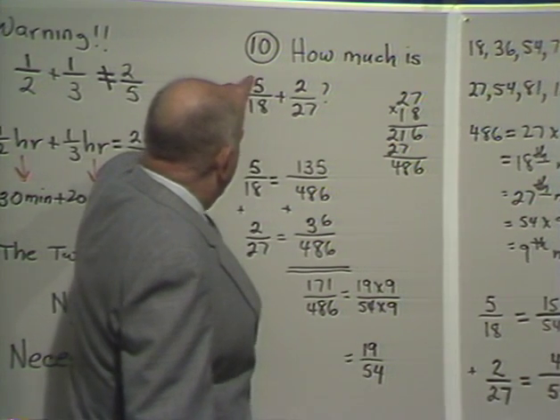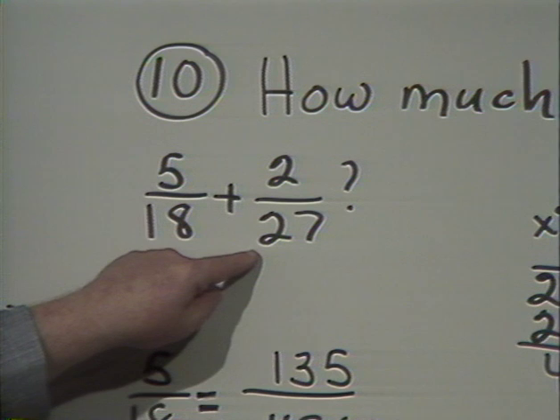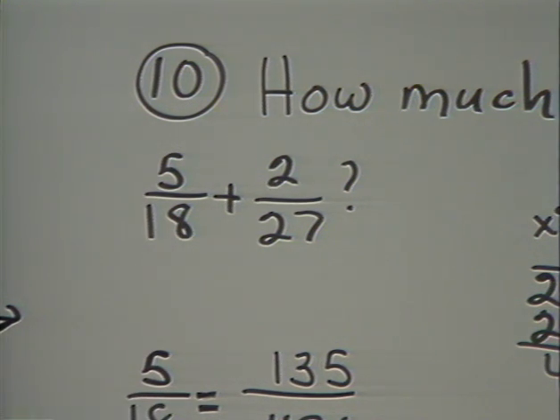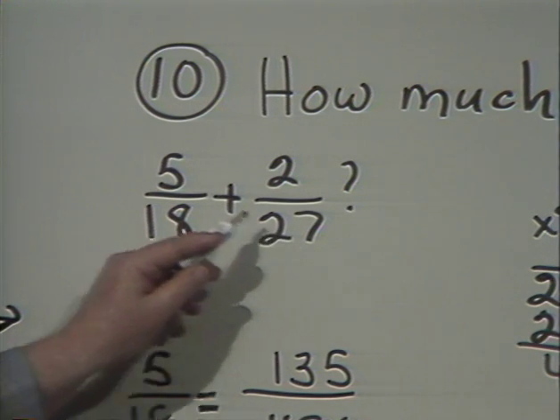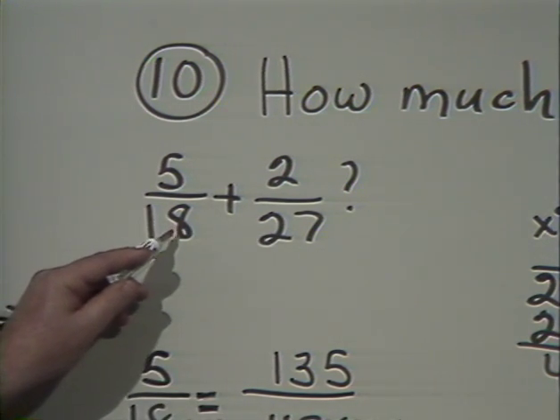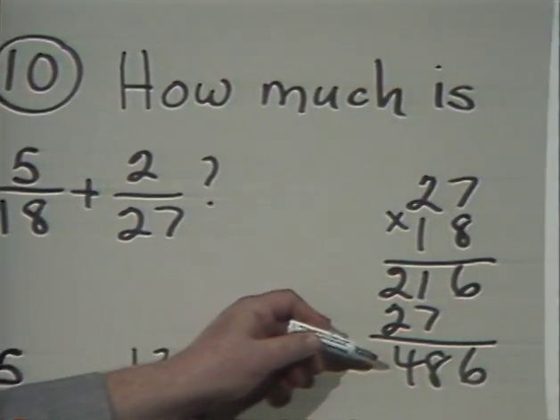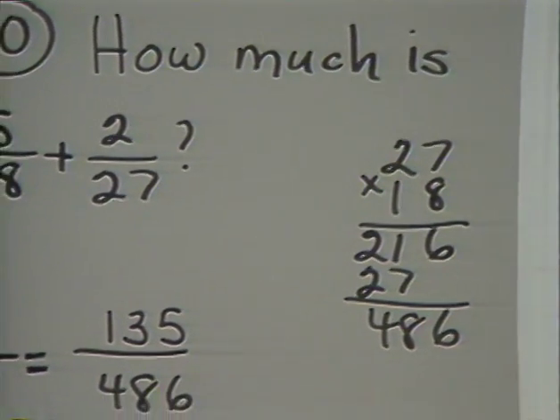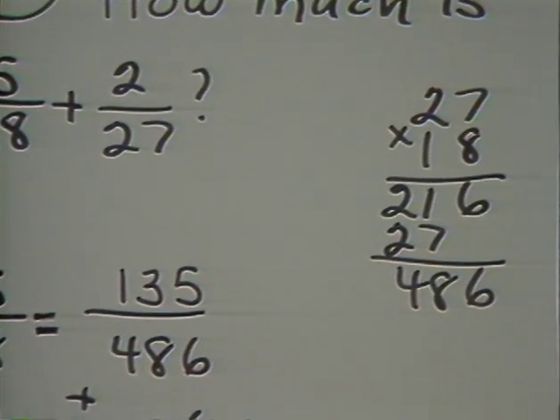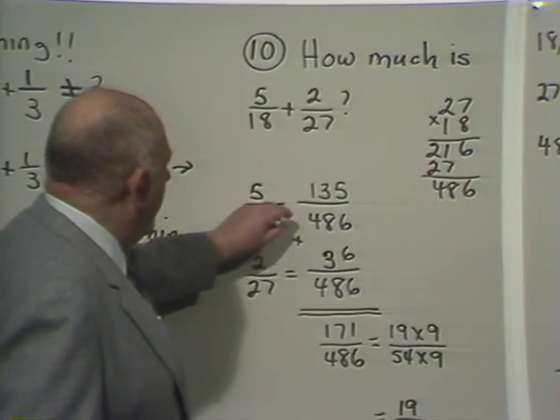Again, what do I need here? The 5 is modifying 18ths, the 2 is modifying 27ths, so I need a common denomination. Well, notice that 18 times 27 would be the 27th multiple of 18 and also the 18th multiple of 27. If I multiply this out, 27 times 18 happens to be 486. Now what do I do? I convert to the common denominator. 18 goes into 486 27 times.